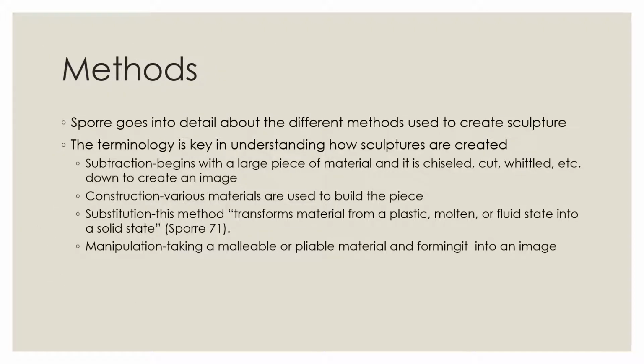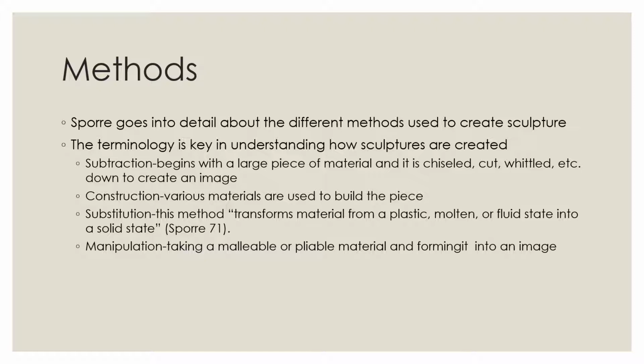Scoria goes into detail about the different methods used to create sculpture. The terminology is key in understanding how sculptures are created. Subtraction begins with a large piece of material, and it's chiseled, cut, whittled down, etc. to create an image.